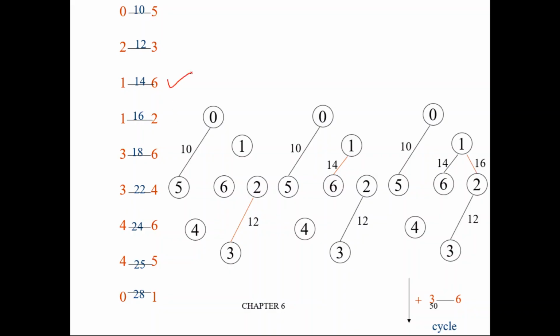Third edge is 1 to 6. Between 1 to 6, the cost is 14. If you add this, will it create a cycle? No. So add this. Cost is 14. Fourth edge between 1 to 2, cost is 16. If you add this, will it create a cycle? No, it won't create a cycle. So add it. Right?